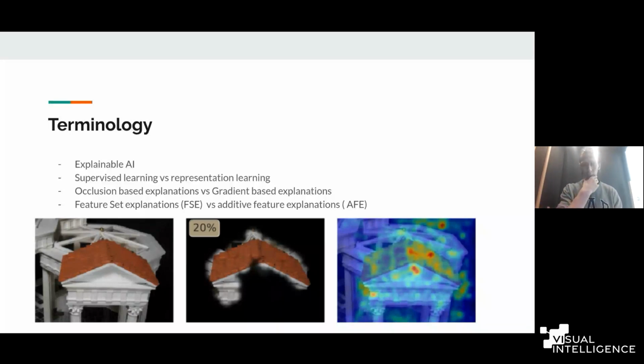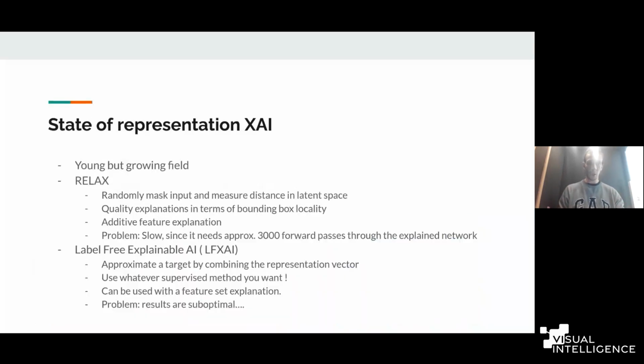Especially with vision models, we can see that some of these feature set explanations are actually fairly good compared to some of these additive feature explanations, because of the way that vision models work. That is mainly seen in supervised explainability for vision models, where a lot of these feature set explanations usually are more faithful, meaning that they explain the model somewhat better. That was a lot of terminology. Let's actually get into what I'm going to be talking about.